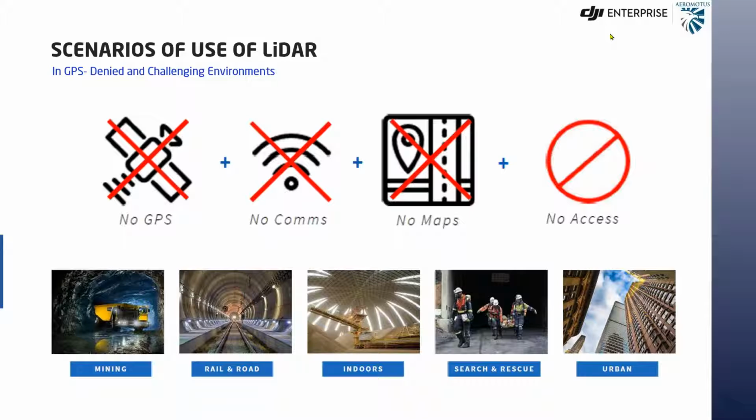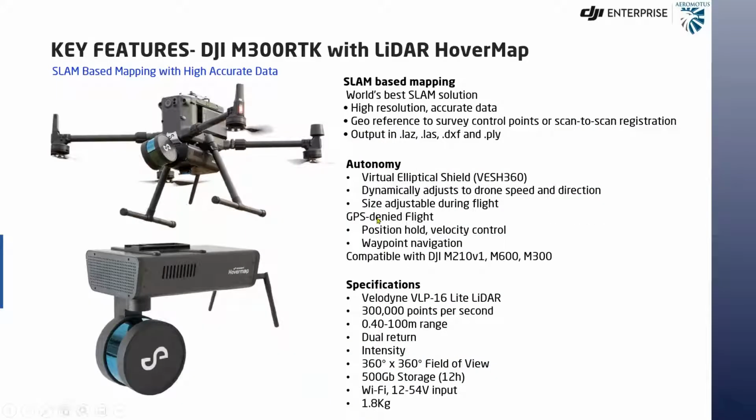So where you have no GPS signals, no communication, no maps, and no access, that's exactly an application of LiDAR. LiDAR gives you only an RGB colorized point cloud. It doesn't take any images generally with the drones unless you have two payloads mounted on the same drone. So a brief overview of the specs.